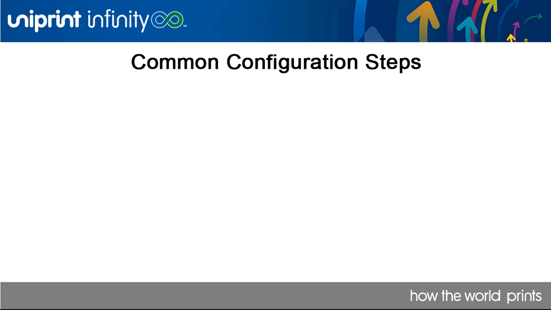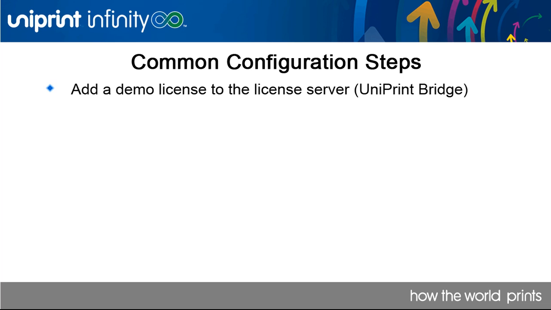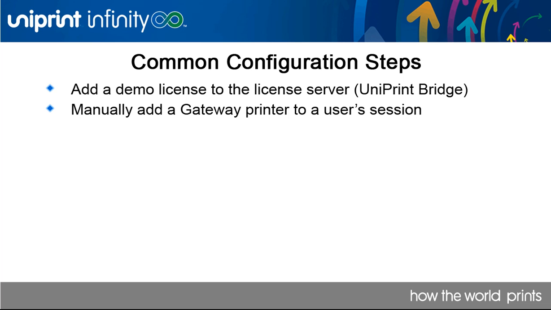In this video, we'll go through some common configuration settings for the complete UniPrint test environment that we built in the previous video. First, we'll add a demo license to the license server. Second, we'll start an RDP session and manually add a gateway printer. For users who print through print servers, gateway printers are special instances of those printers that form a secure connection or gateway between their session and the actual printer instance on the print server.